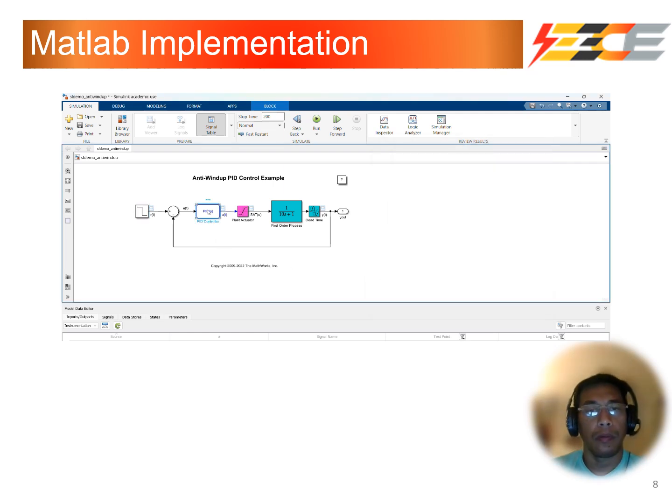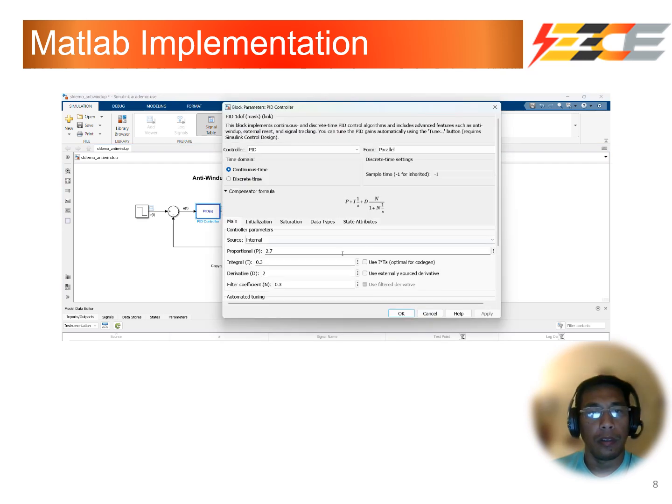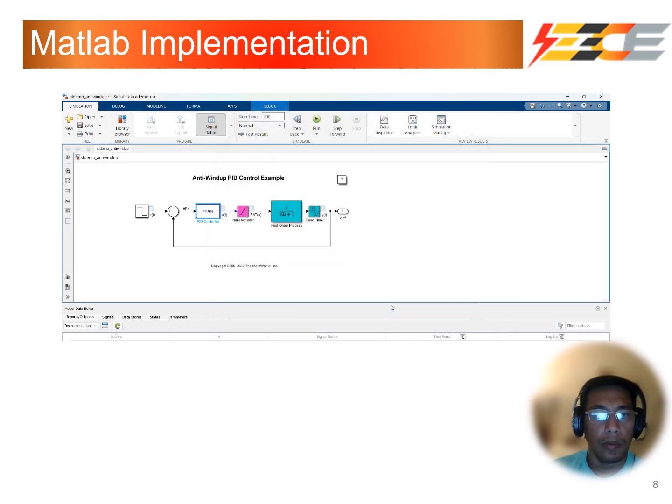And if we look into the PID, the parameters are here: 2.7, 0.3, and 2. So I'm not going to discuss PIDs here. I'm just showing how an understanding of block diagrams helps us if we're implementing it in a simulation.